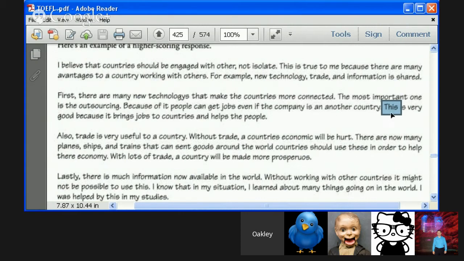Alexei: from this. This is very good because it brings jobs to countries and helps the people. Okay. Any problems with that?